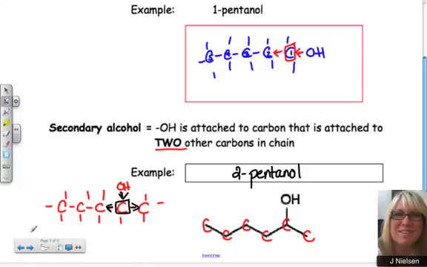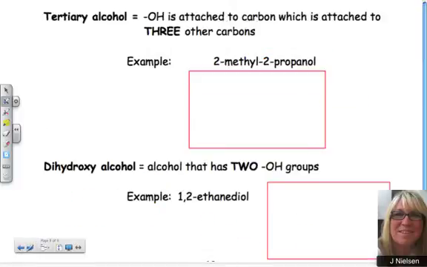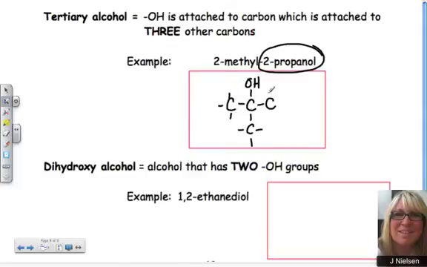So, knowing what a primary and a secondary alcohol is, I'm sure you can imagine what a tertiary alcohol is. A tertiary alcohol is where the OH is attached to a carbon that's attached to 3 other carbons. So let's start with our parent chain. We've got 2-propanol, so we have 3 carbons. We have an OH attached to the second carbon. It can be either on the top or the bottom. And in addition to that, I also have a methyl group on the second carbon, so a CH3. And then the rest of these are H's.